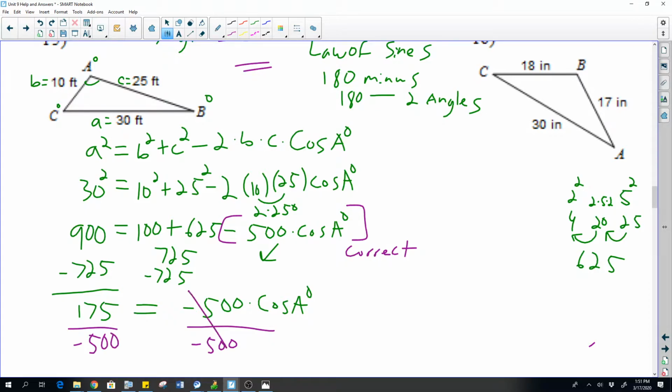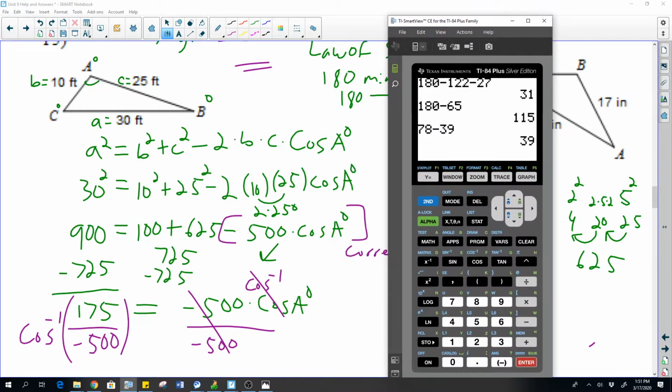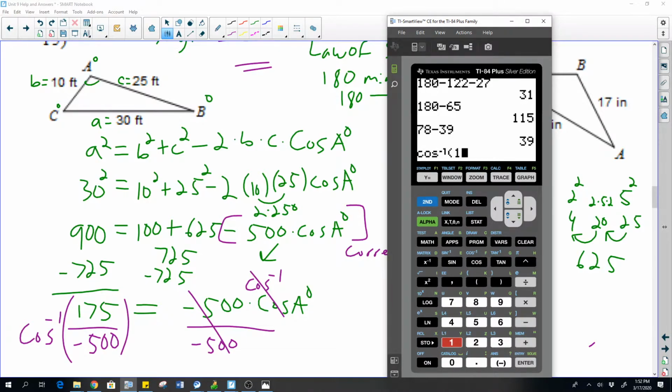Now we divide that negative 500 to the other side. At this point, we want to undo cosine to the other side, so we use inverse cosine, and that whole thing is going to give you what angle A is. We'll plug that into our calculator and do inverse cosine. Make sure you're in degrees. Divided by negative. Use the ouchie negative, which is different from the subtraction key, the smaller one. So negative 500, close parenthesis.